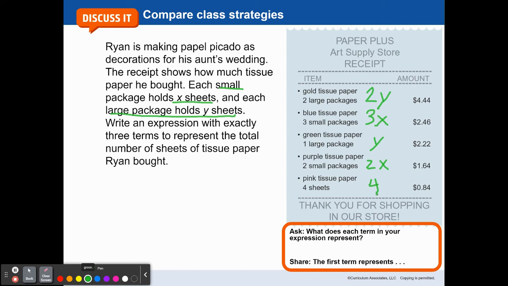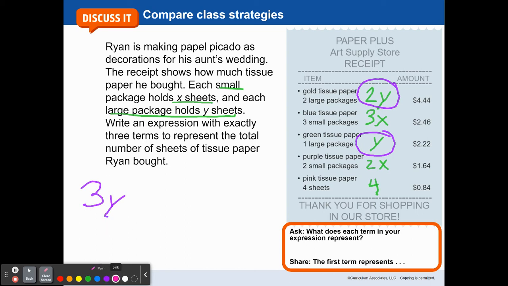So from there, we can say, okay, are there any like terms that I can put together? And when we talked about like terms before, we said that they have to have the same variable, or they both have to have no variable. Well, in this case, I have a 2Y and a Y. And I want the total, so I'm adding those together. So 2Y plus Y would give me 3Y.